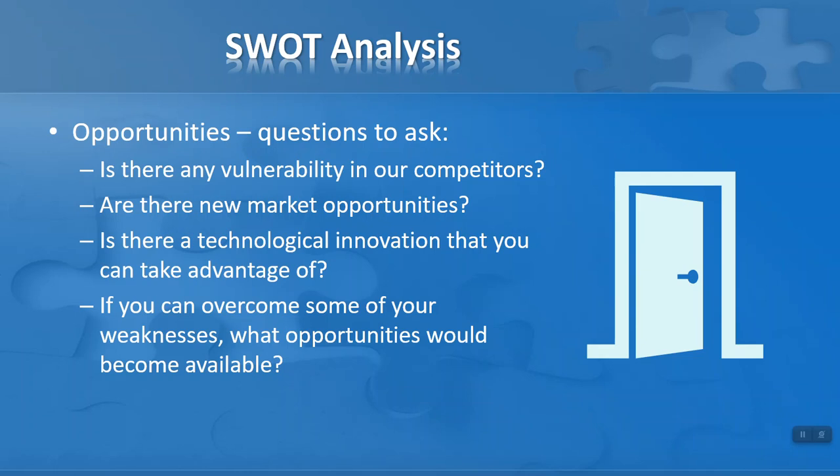Now, when we look at opportunities, and remember this is external and outside our environment, is there vulnerability in our competitors? For example, another competitor is finding difficulty meeting a market demand. So can we do that instead? Are there new market opportunities? Is there a new innovation in technology that we can take advantage of? For example, social media or something like that. And can we overcome some of our weaknesses? What opportunities would then become available as a result of that? So you can see each of these four elements of SWOT analysis are closely linked.